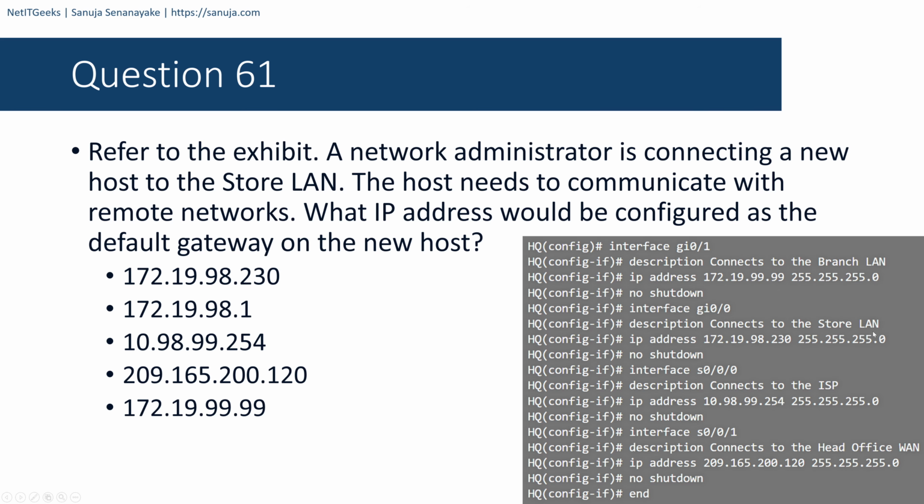Because the new host is connecting to the store LAN and this is all we have, the screenshot is the only thing we got, and we don't have a Packet Tracer file, nothing. And because the store LAN is associated with 172.19.98.230 with the 255.255.255.0 subnet in this interface Gi0/1, this has to be it. So it is the first answer, which is 172.19.98.230. Again, like a broken record, unless Cisco gives you a Packet Tracer file, the only way you know this is the store LAN and this is the IP address is because the screenshot description says this is the store LAN, and that's where we are connecting the device. So that's the answer to that question.